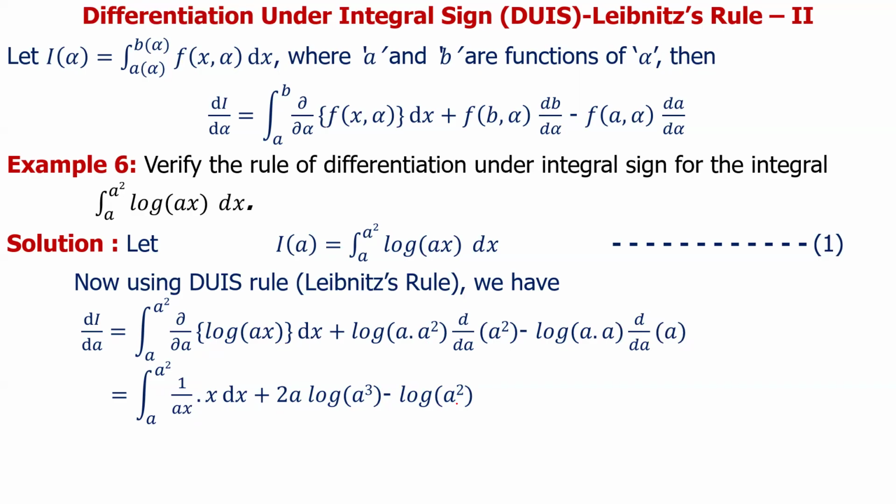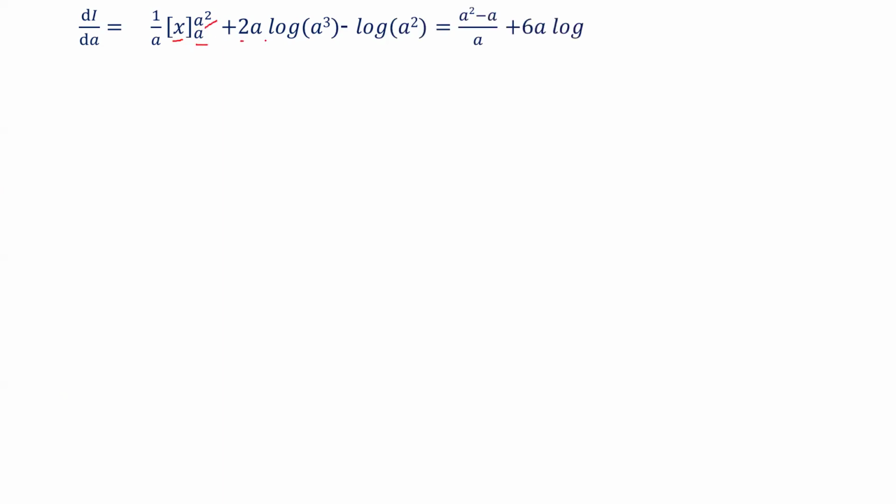Let us again simplify it. Now this x and this x will cancel. So dI/da, which is equal to 1 upon a. So integration of dx is x under the limit a to a square, plus 2a log a to the power 3 minus log a square.